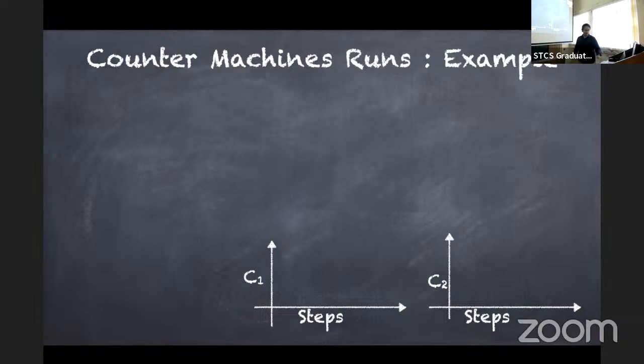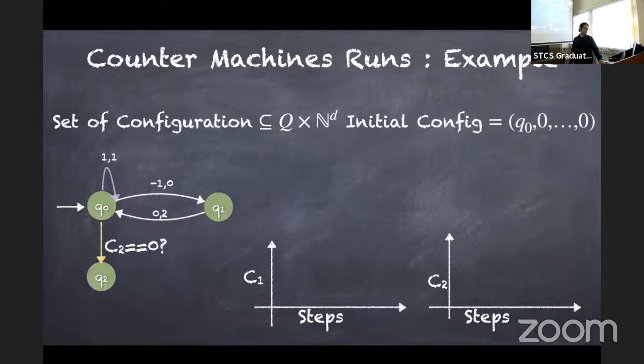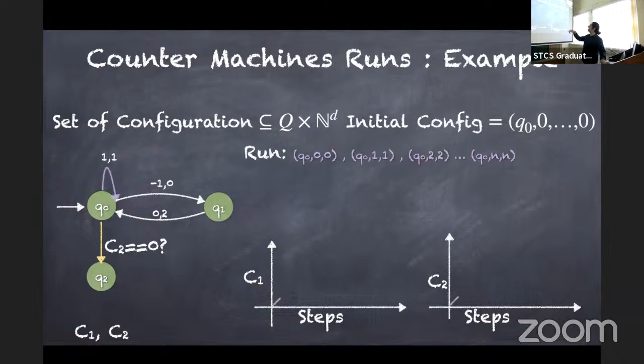For example, if you start with all the counters being 0 and choose it as the initial state, this is a 2-counter machine. By 1 1 I mean incrementing both the counters by 1. Minus 1 0 decrements the first counter by 1, and 0 2 increments the second counter by 2. So the run would be something like this: you take 1 1 and increment both counters, Q1 1, Q2 2, Q3 3, and so on.